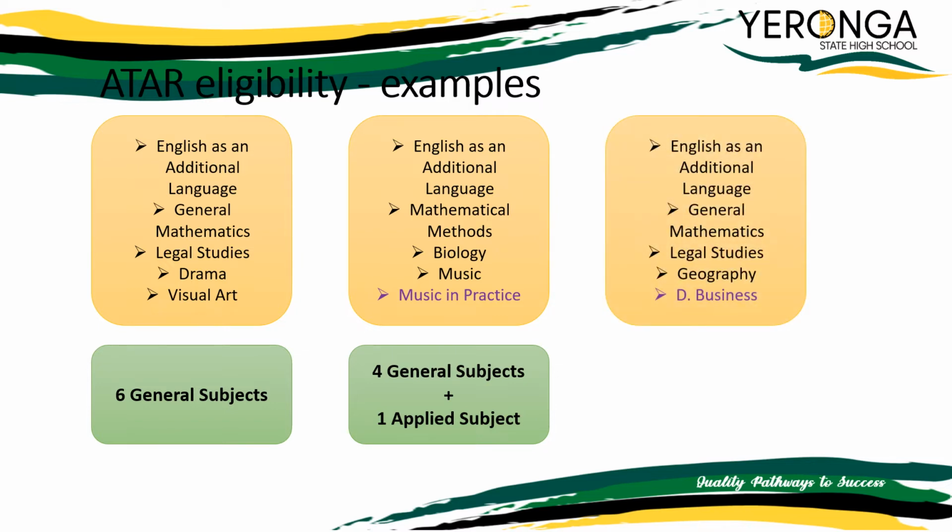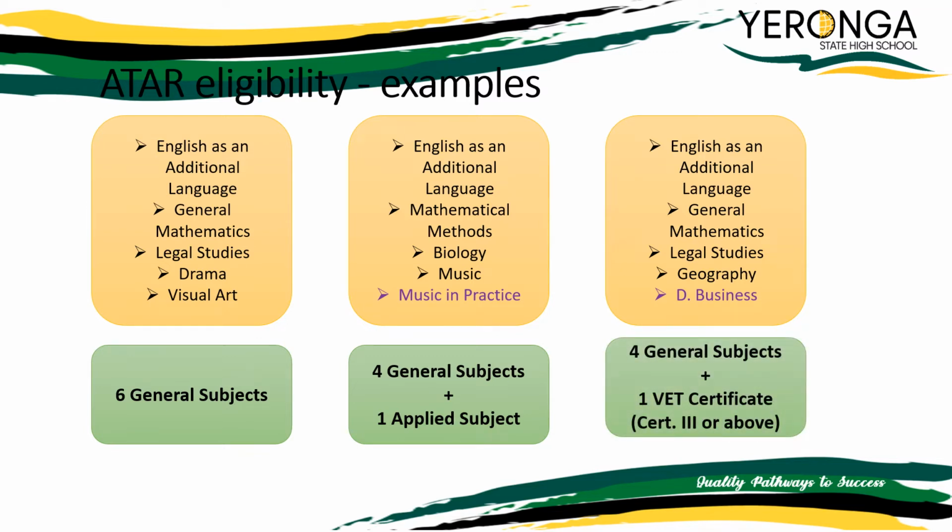And in the last example, this student is studying English as an Additional Language, General Mathematics, Legal Studies, Geography, and a Diploma of Business. They're studying 4 general subjects plus 1 certificate course that is a Certificate 3 or above. In this case, it's a Diploma of Business, and it still makes them ATAR eligible.